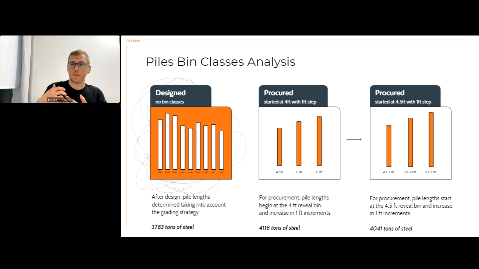But then during the procurement phase, people order those piles, and when they order those, they take into account constructability aspects, right? They want to minimize the number of types of piles because it's easier to procure and easier to build. The way you bin those piles into classes when you're minimizing the number of different types matters. Here we started in the first option with a 4 foot pile reveal, that was our first bin class, 4 to 5 feet, and then we went all the way to the end with a 1 foot step.